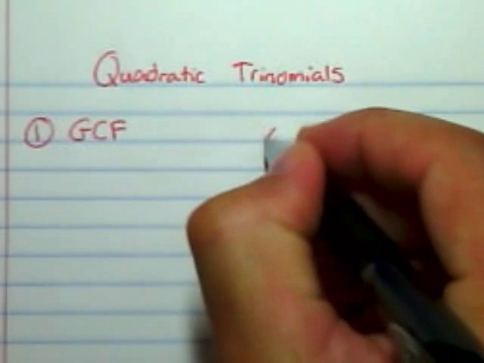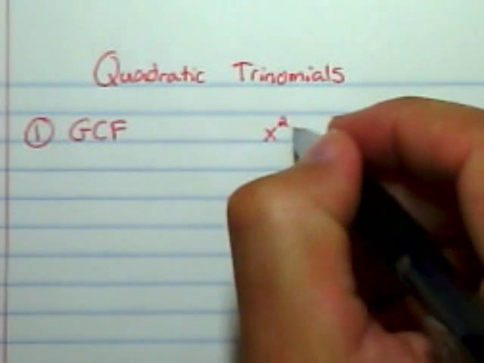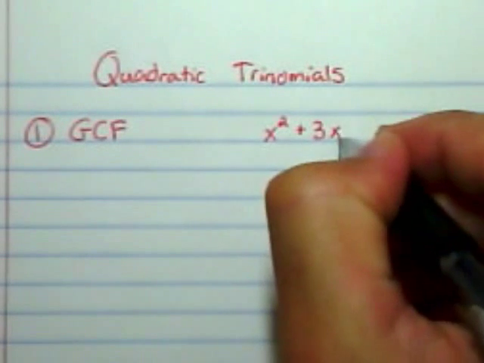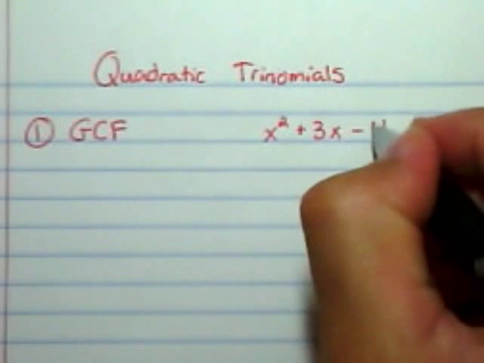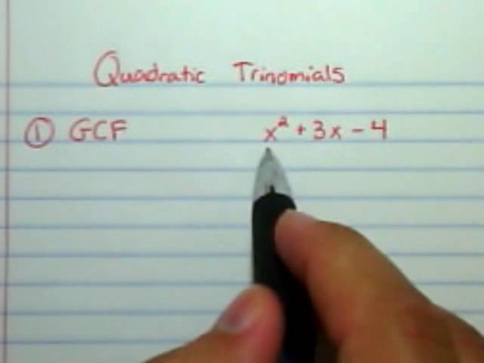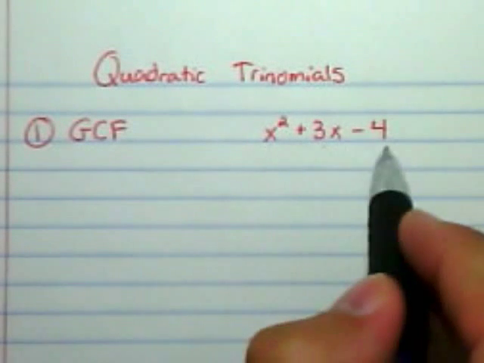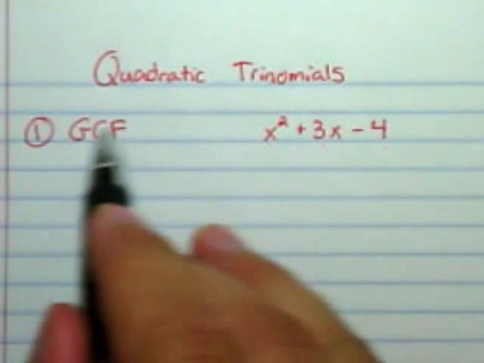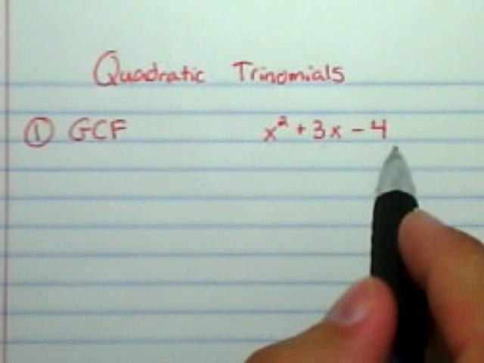So let's do an easy one. x squared plus 3x minus 4. Alright, it's a quadratic because of the 2, trinomial because of 3 terms. This is a quadratic trinomial. So first we're going to find the GCF. Do we have one here?